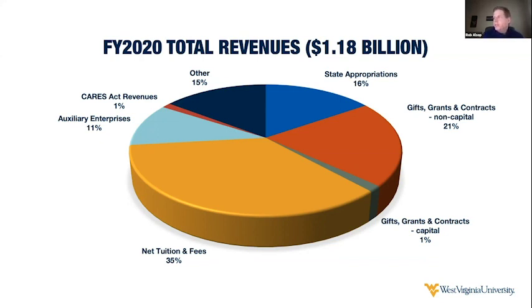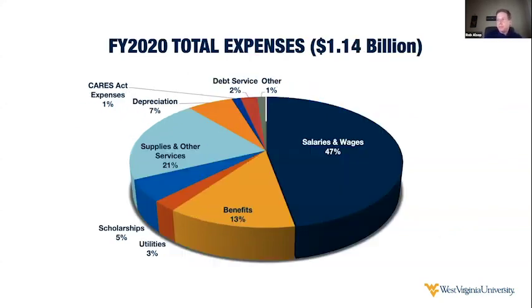As you can see, our primary revenues are net tuition and fees, and secondly, led by gifts, grants, and contracts. So over half of our budget comes through tuition and fees, gifts, grants, and contracts. State appropriations only make up 16% of our budget at this point. And in our expenses, salaries and wages and benefits make up 60% of our budget and really dominate and dwarf all of our other expenditures moving forward.